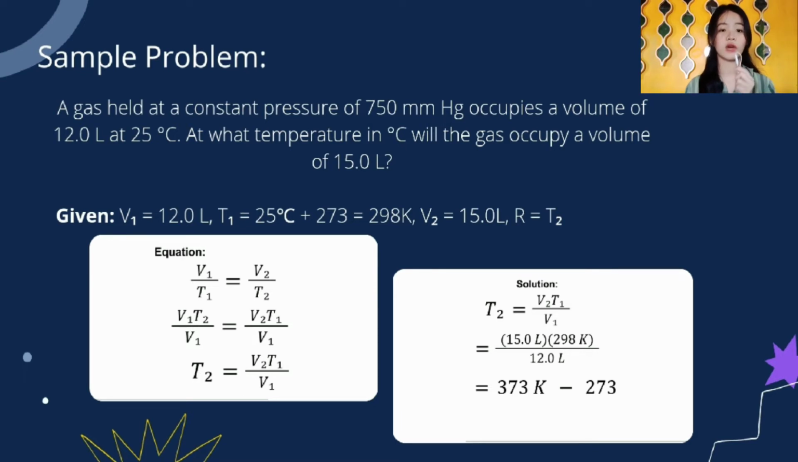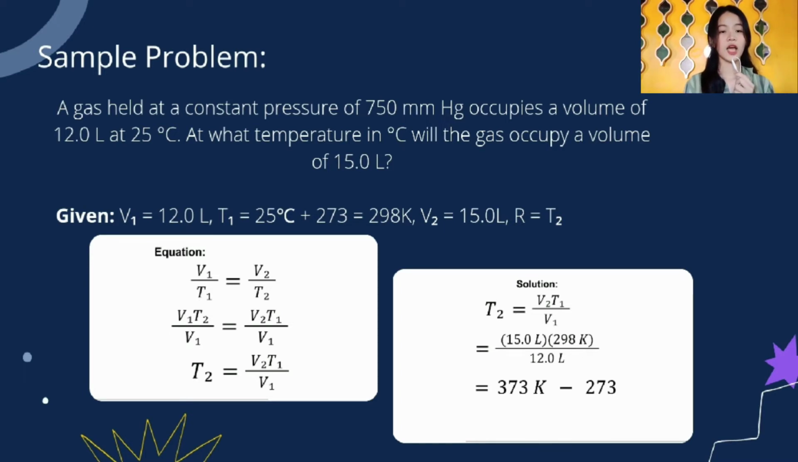First, we have to identify the given for us to fully understand how our solution will be. So here we have the first volume, 12 liters, first temperature, which is 25 degrees Celsius, and the second volume, which is 15 liters. And by this, our goal is to find the gas's second temperature as it occupies the 15-liter volume.